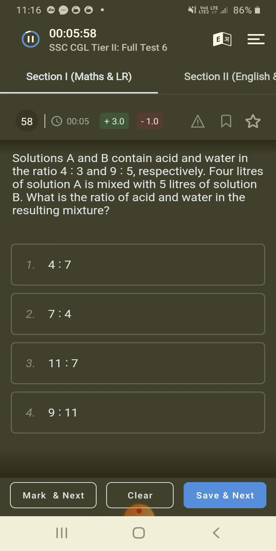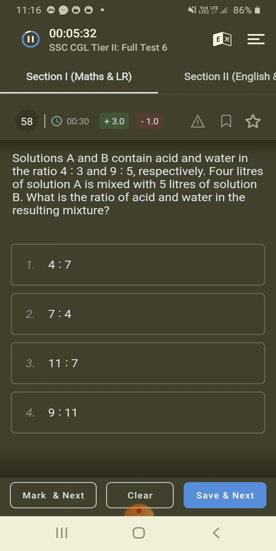Solution A and B contain acid and water in the ratio respectively. 4 liters of solution A and 5 liters of solution B are mixed. What is the ratio of acid and water in the resulting mixture?